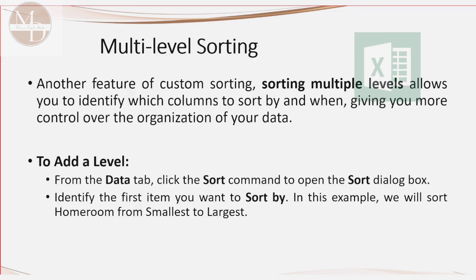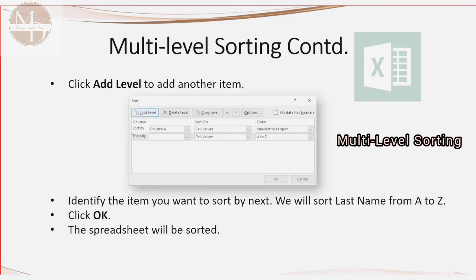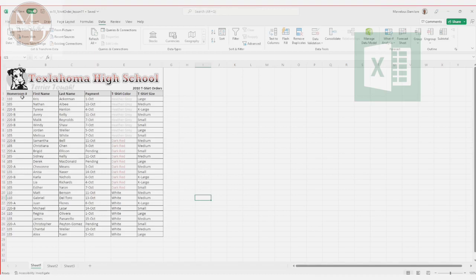Select heading. We've done that already. Multi-level sorting, meaning that you want to add a layer to your sorting, another layer. Meaning you want the Excel to help you sort. The first level is the priority. The next level is the next consideration. Now let's try something. Okay, let's go to home room from smallest to largest. Now, okay. Let's click sort. Oh, sorry, I need to select my data first before I sort.